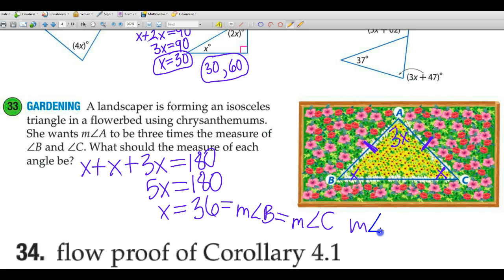And the measure of angle A, we need to substitute in 36 for x, so 3 times 36 would be 108.